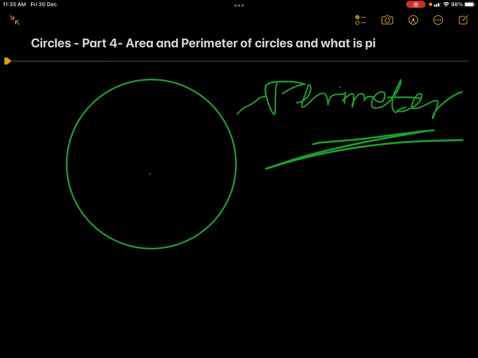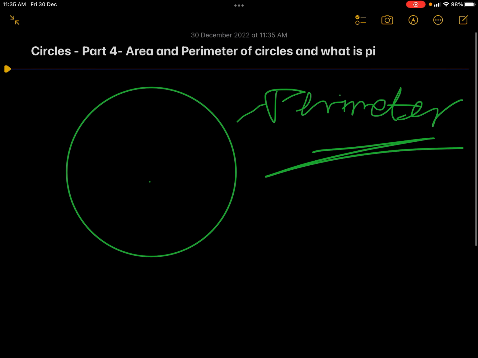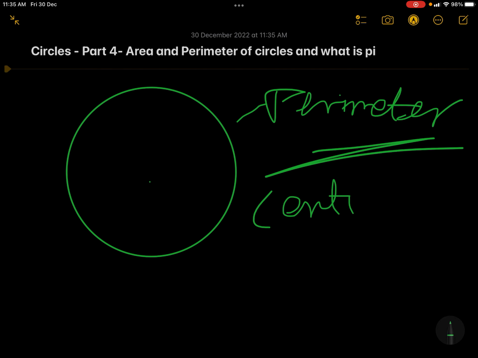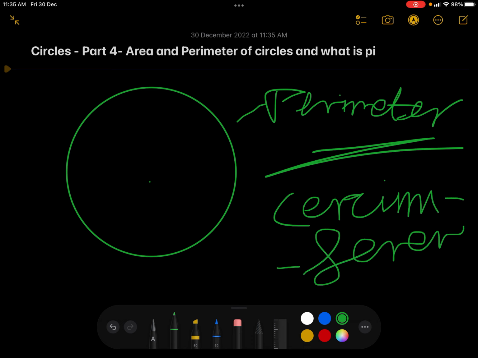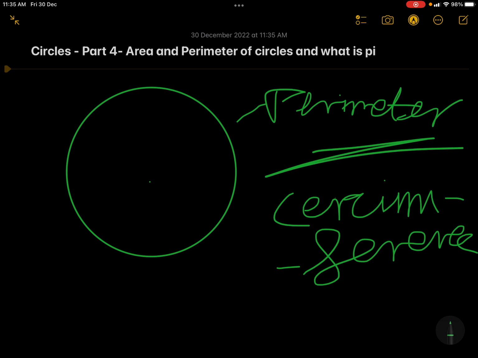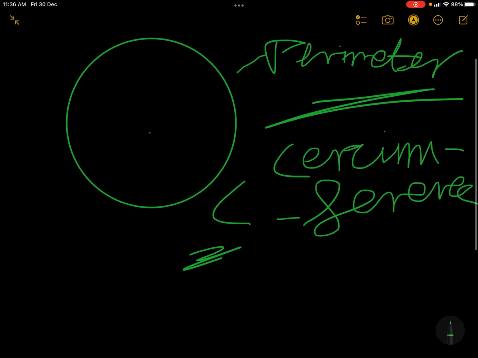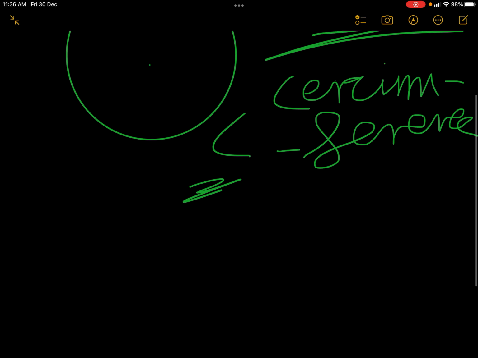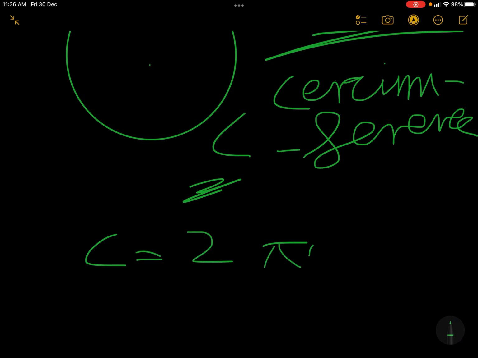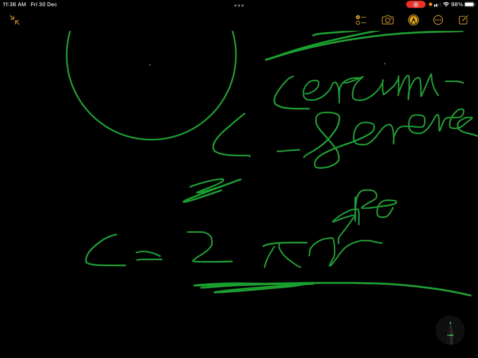First of all, let me tell you that the perimeter of a circle is known as the circumference. Circumference is basically the perimeter of the circle, and it's represented by the letter C. Now let me first tell you the formula for circumference, and then I'll go on to explain what it basically is. C is equal to 2 pi r. Now let's understand what is r. R means the radius, pi means pi, and 2 means 2 times, obviously.